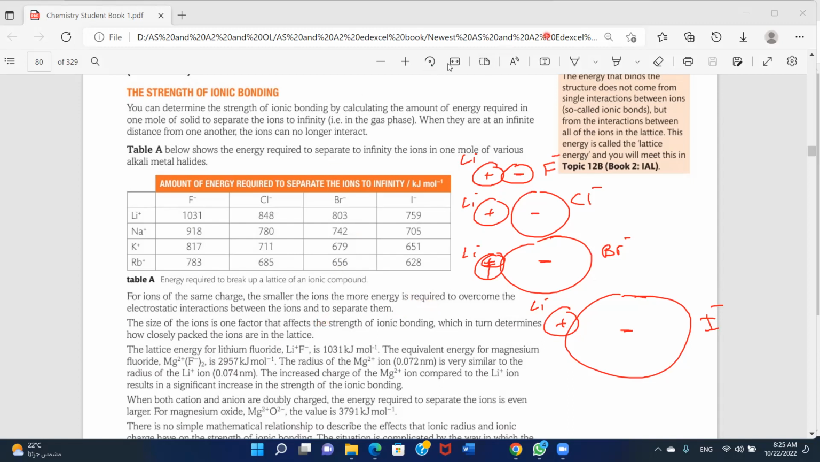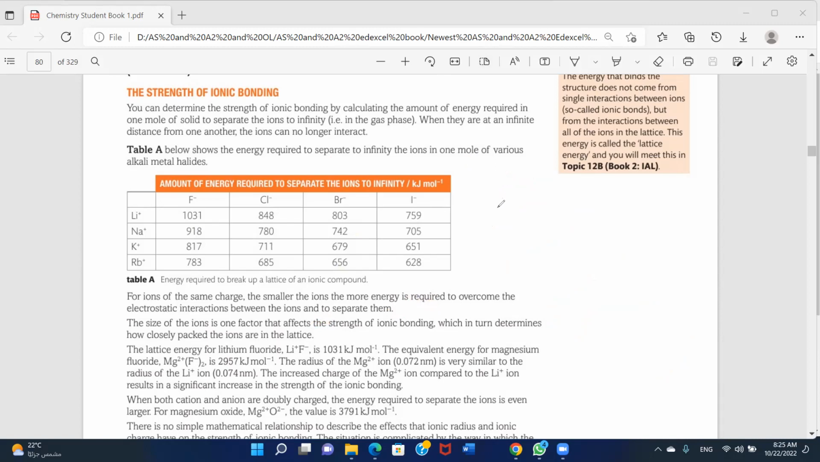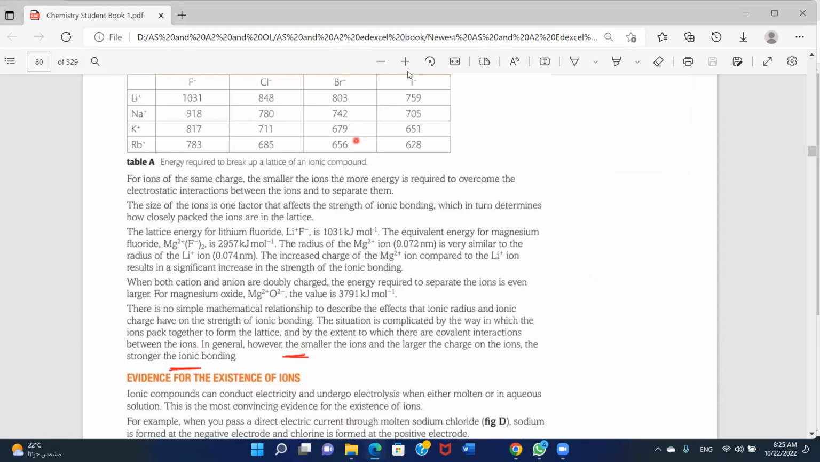Okay, now for the second factor, we said the charge. If I am comparing, for example, lithium fluoride with magnesium fluoride, lithium and magnesium nearly have the same ionic radius. If you look here, the magnesium ion has a radius of 0.072 nanometers, and the lithium ion has 0.074 nanometers, which means that they are nearly similar in size. But we will see that magnesium has a +2 charge, but lithium has a +1 charge.